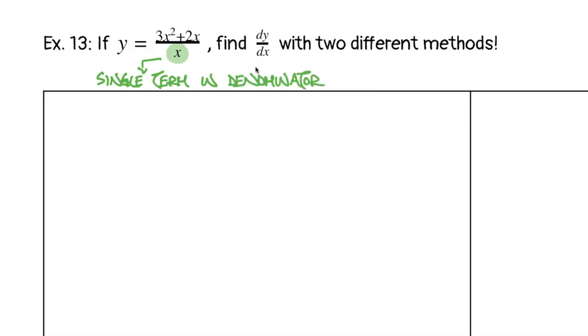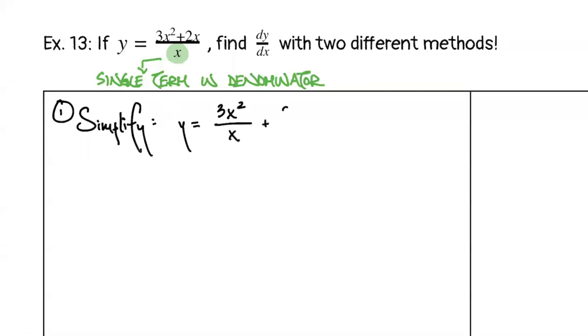All right, so when we have a single term in the denominator, what we can actually do is, like folks were saying, we can take a fraction and split it up into multiple fractions, okay? And so if we're thinking about how we might simplify this, we could say that y equals 3x squared over x plus 2x over x. Okay, so when I'm saying let's rewrite it or simplify it, what we're doing is really taking a single fraction and turning it into multiple fractions.